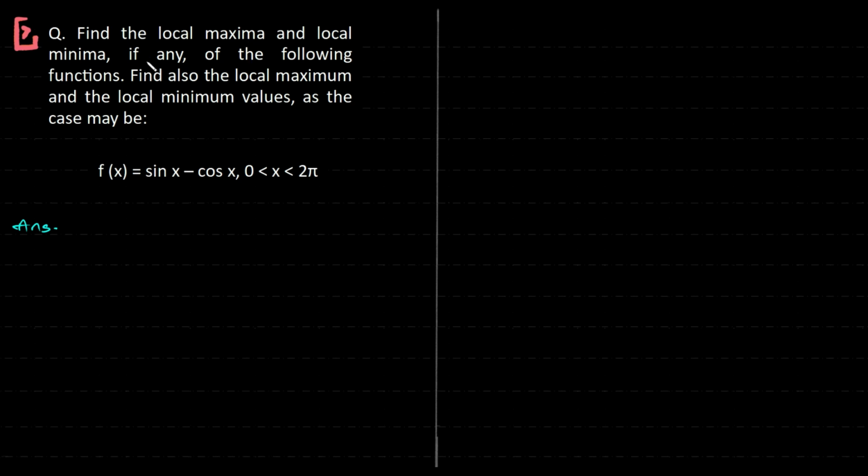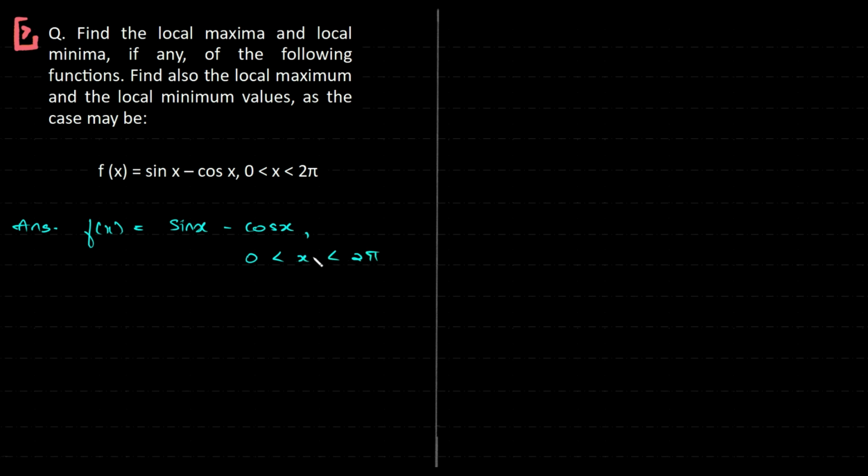Find the local maximum and local minimum, if any, for the following function. Find also the local maximum and local minimum values as the case may be. So we have f of x is equal to sin x minus cos x, and we have it between 2 pi and 0.